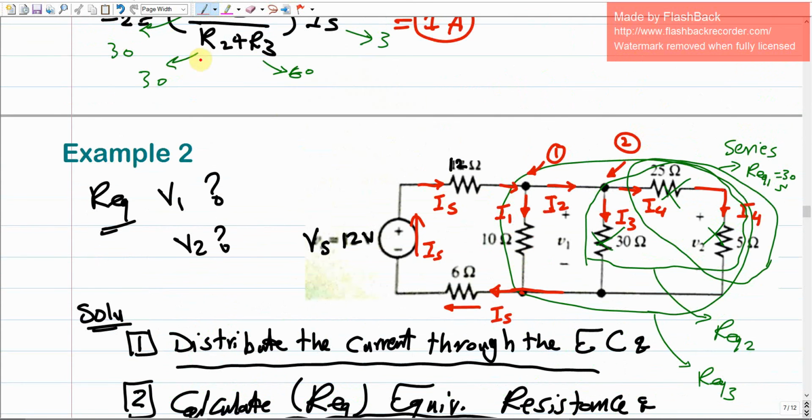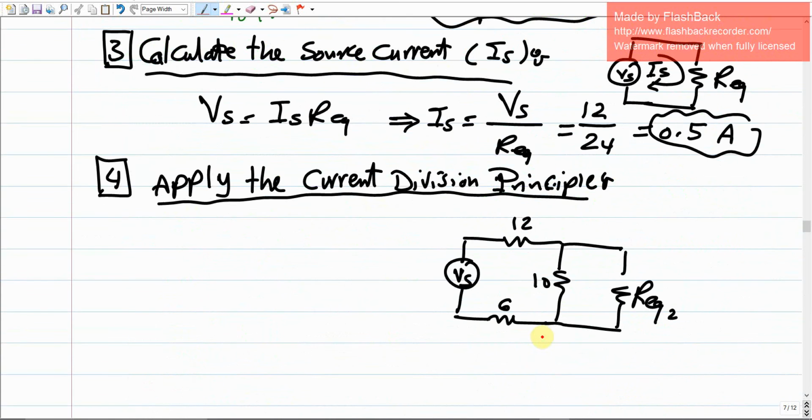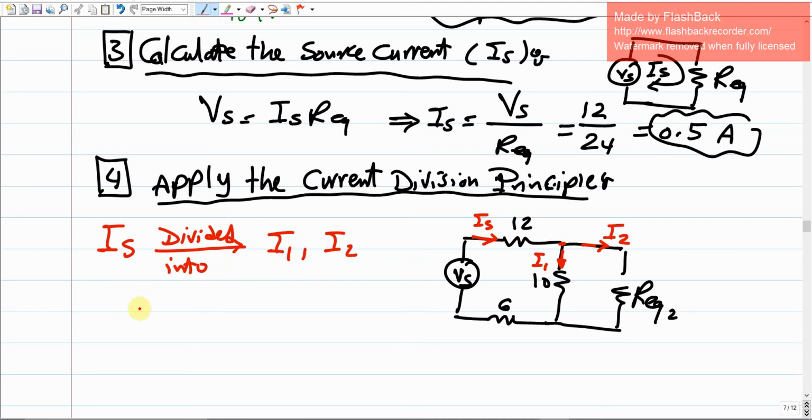So if we decided here to distribute the current, we already have the total current, which is Is, which should be split into I1 and I2. So if we decided to apply, it means that the Is will be divided into I1 and I2. So let us apply the current division principle to these three currents.